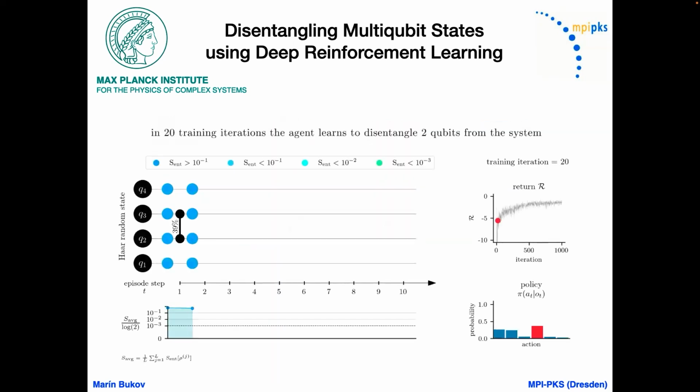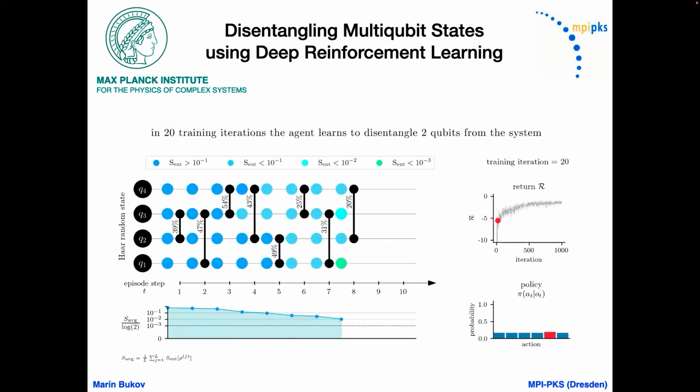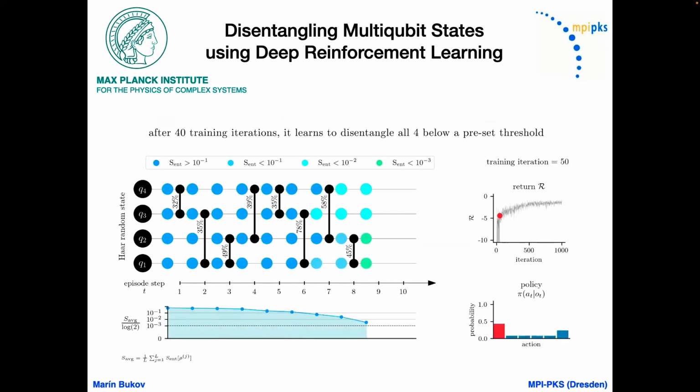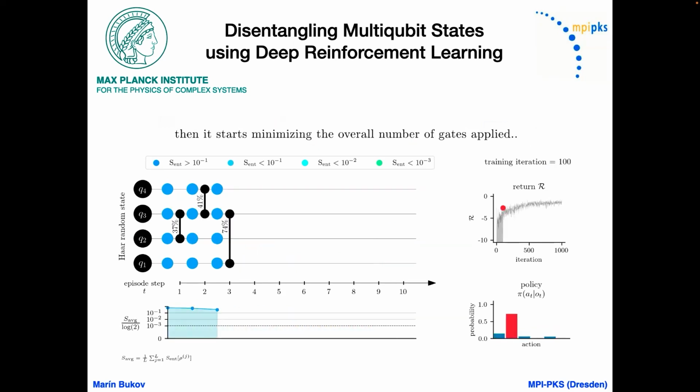Now you see, after about 20 training episodes, the agent learns to disentangle just 2 out of the 4 qubits. And I know that it's 2 because I see that 2 of the qubits fell below the entanglement threshold. Now, after 40 iterations, it can already disentangle all of them, right? However, it takes pretty long. It takes about 9 steps to do that.